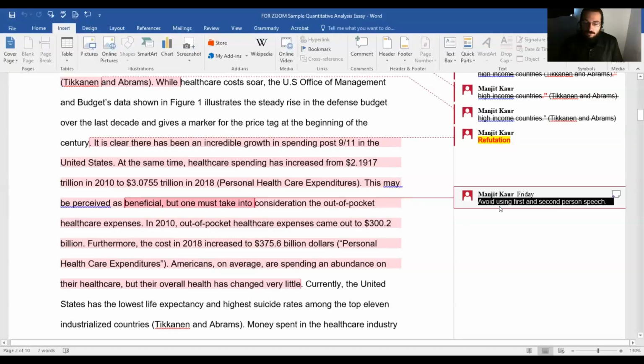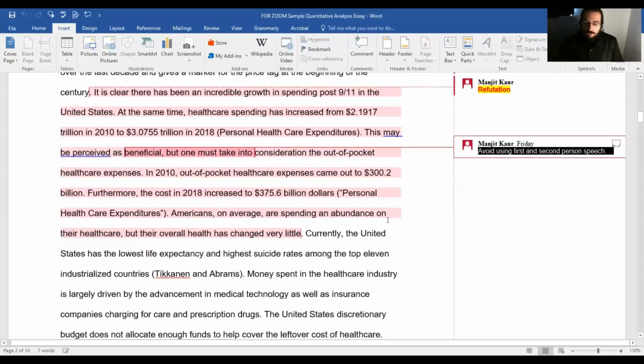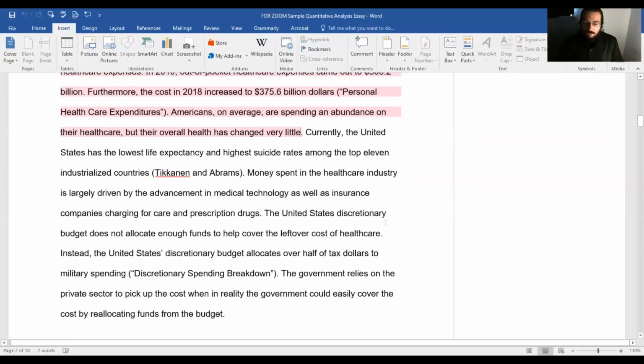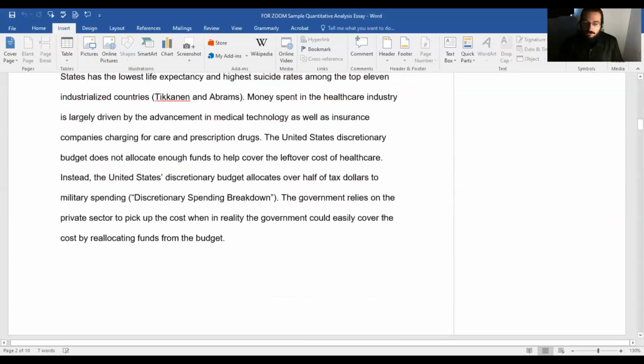Avoid first and second person speech absolutely at all times. No "I believe so," no "in my opinion." We, you, never a "you." That's second person. Don't use "you" or first person. Always write in third person, because academic writing and writing for this course has to be done in third person.